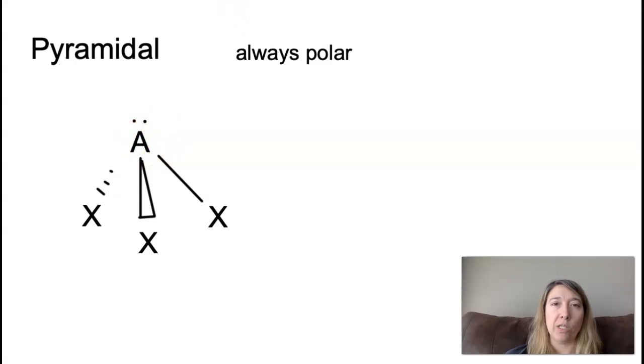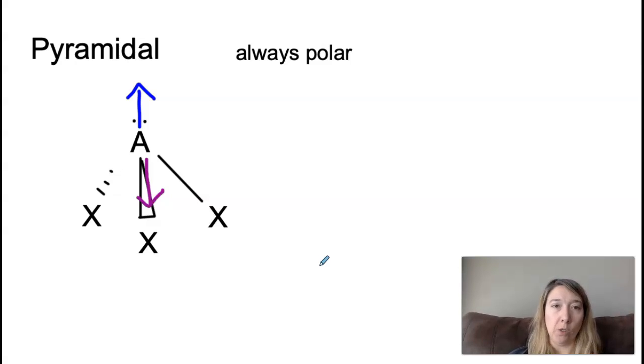If the A is what's more electronegative, then the pull is going to be up towards the A. If it's your X's that are more electronegative, then the pull is going to be down between all of those X's, okay? So patterns you should be recognizing. As soon as you have a lone pair on a central atom, it's always going to be polar. The question is just the direction.